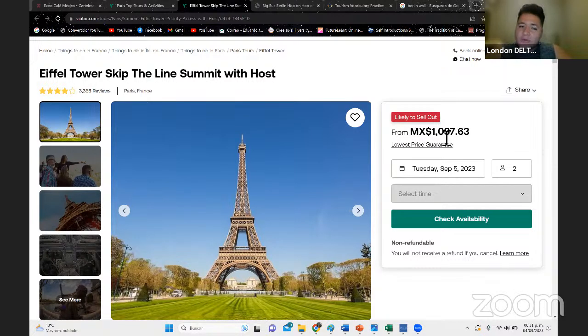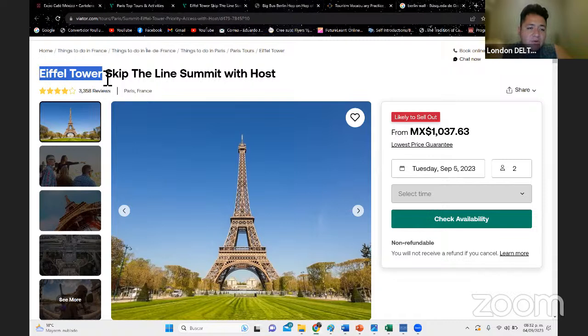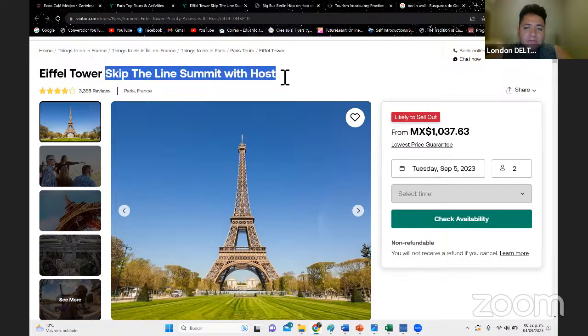And we have here some information. Let's analyze all this information, right? So it says Eiffel Tower. Bueno, y aquí nos dice qué es. Skip the line, summit with host. Entonces, skip the line. ¿Qué es esto de skip the line? ¿A qué se refiere? Skip the line.